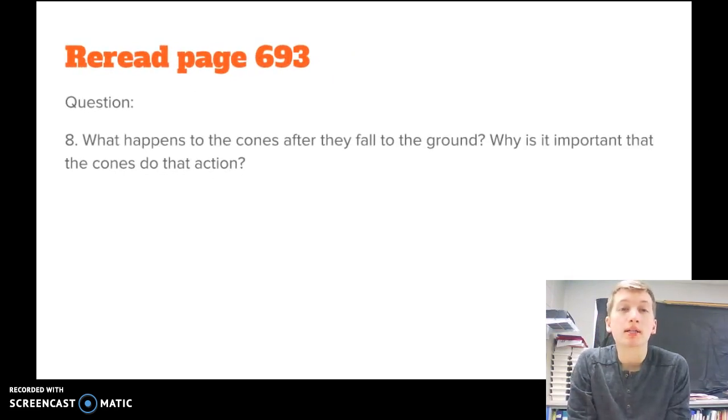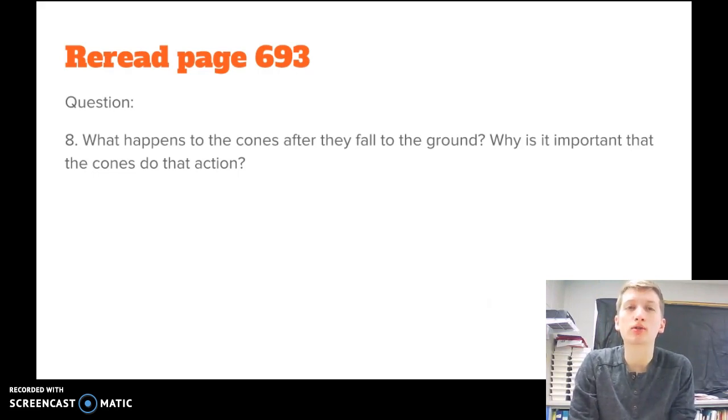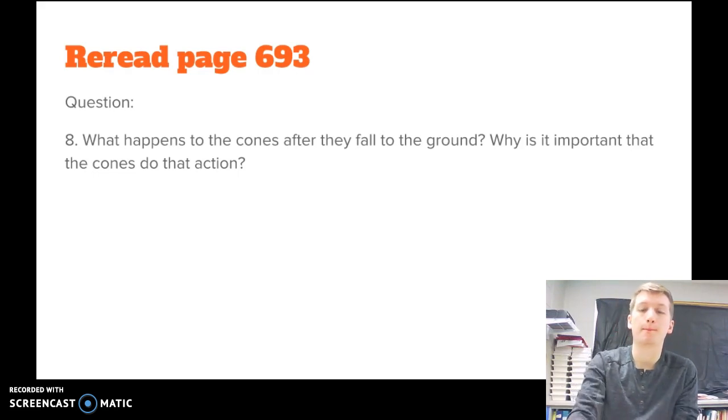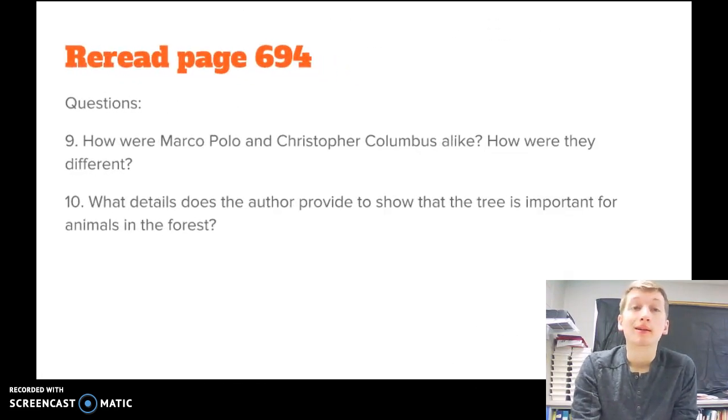Now reread page 693, then answer the following question. Number 8. What happens to the cones after they fall to the ground? Why is it important that the cones do that action? Now reread page 694, then answer the following questions. Number 9. How were Marco Polo and Christopher Columbus alike, and how were they different? Number 10. What details does the author provide to show that the tree is important for animals in the forest?